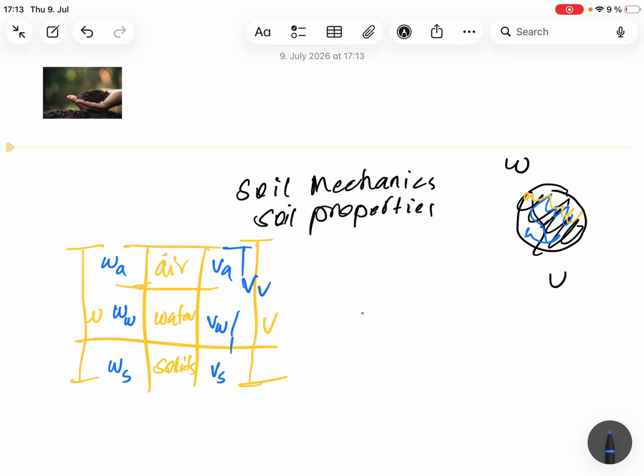We have to understand the relationships between these parameters. The first thing that we need to understand is the water content. The water content is basically the weight of the water divided by the weight of the solid, and is always greater than 0. It can also be 0.